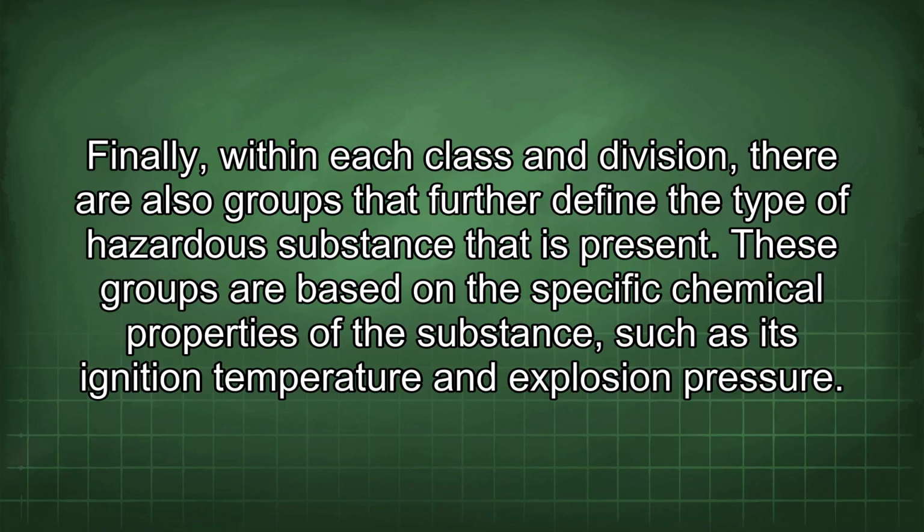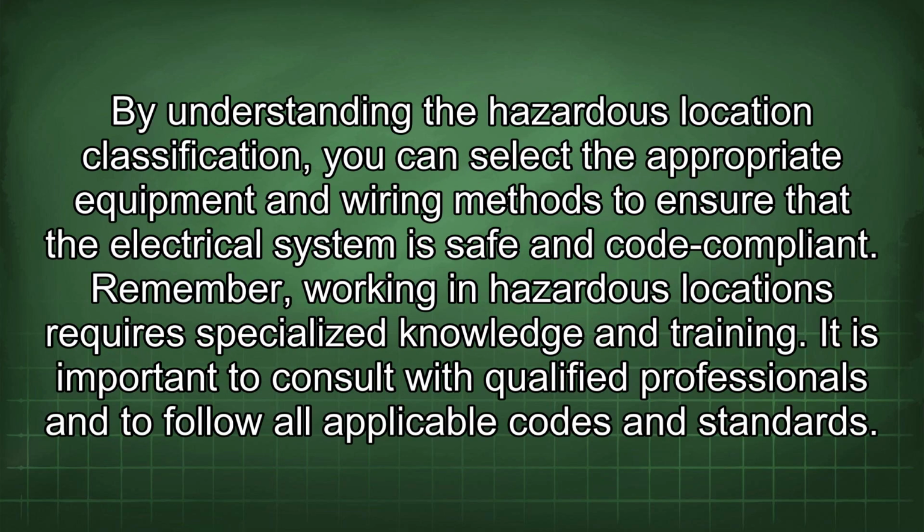Finally, within each class and division, there are also groups that further define the type of hazardous substance that is present. These groups are based on the specific chemical properties of the substance, such as its ignition temperature and explosion pressure. By understanding the hazardous location classification, you can select the appropriate equipment and wiring methods to ensure that the electrical system is safe and code compliant.